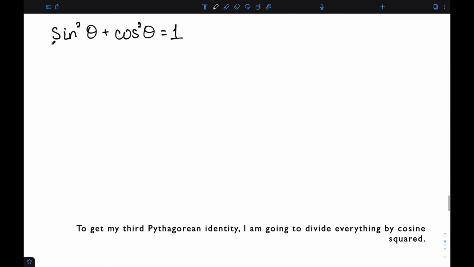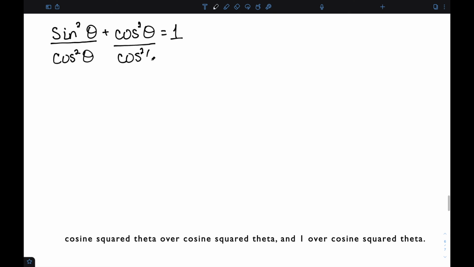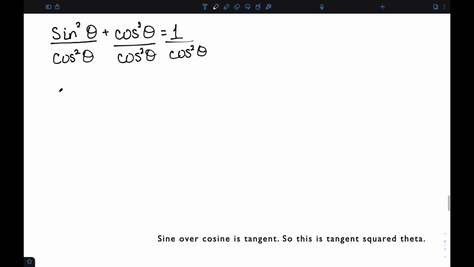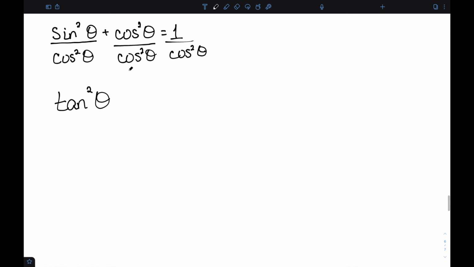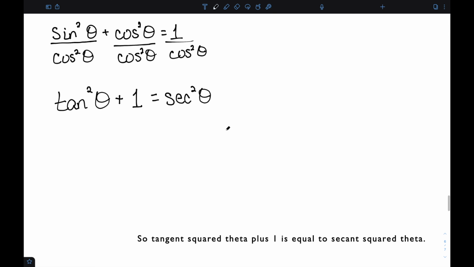To get my third Pythagorean identity, I'm going to divide everything by cosine squared. So we have sine squared theta over cosine squared theta, cosine squared theta over cosine squared theta, and 1 over cosine squared theta. Sine over cosine is tangent, so this is tangent squared theta. Cosine squared theta over cosine squared theta is 1, and 1 over cosine squared theta is secant squared theta. So tangent squared theta plus 1 is equal to secant squared theta.